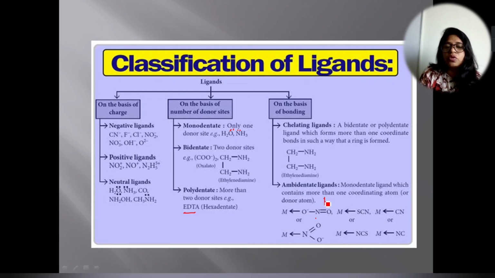Here NO2 is an ambidentate ligand. It can ligate either through N or through O. But it can donate only one pair of electrons.